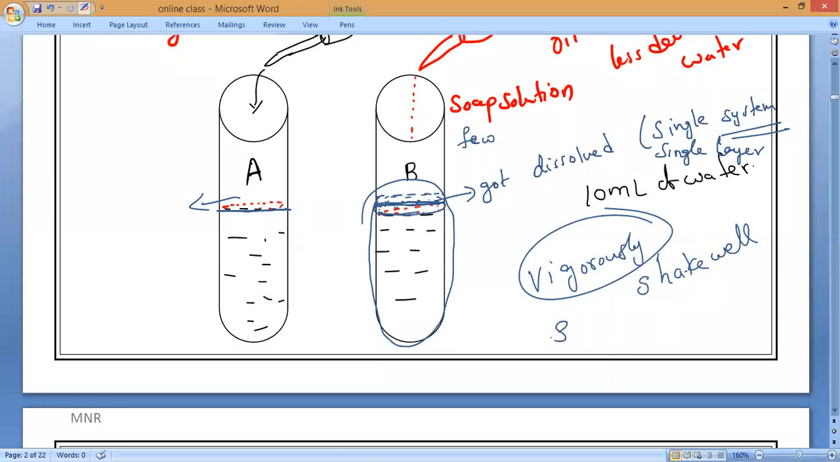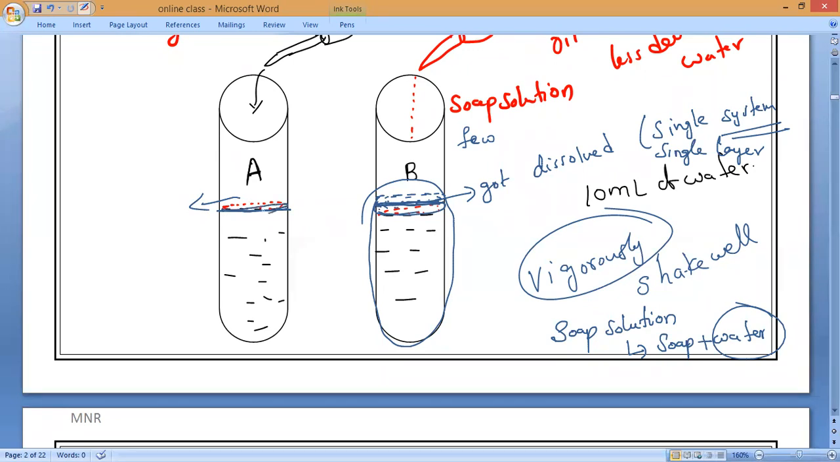So soap solution, how is it prepared, guys? Soap is dissolved in where? Everybody? Water. That is what soap solution is. So here no separate layer will be seen, but if water and oil are shaken, you will still see the separate layers.